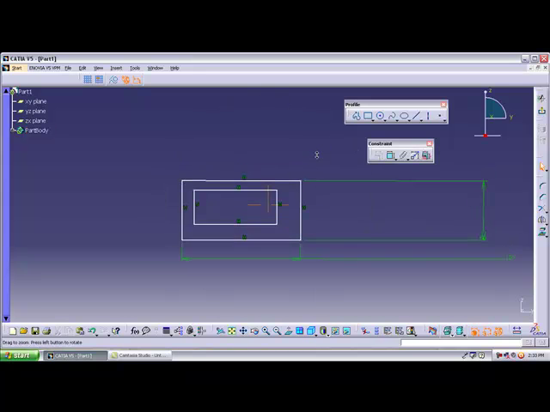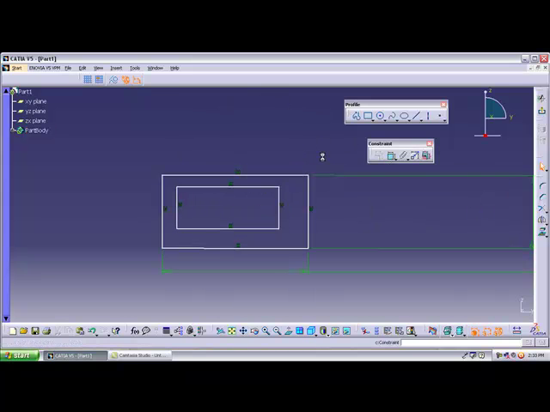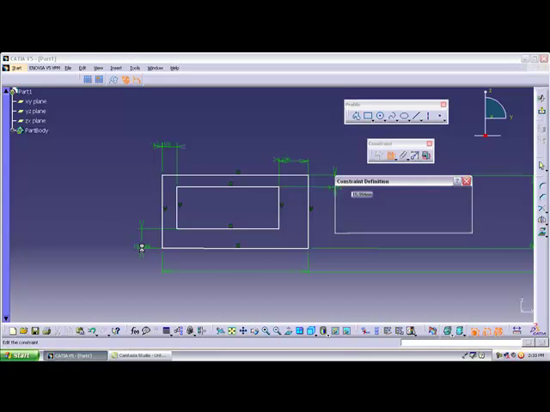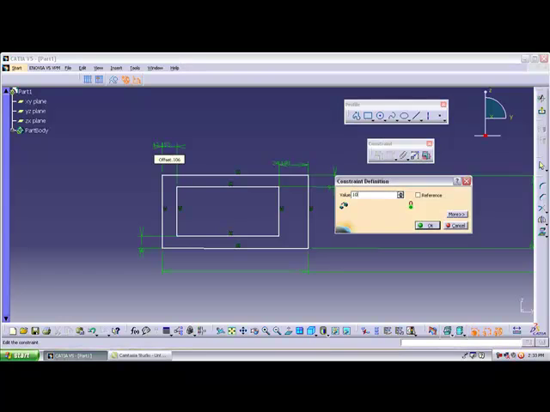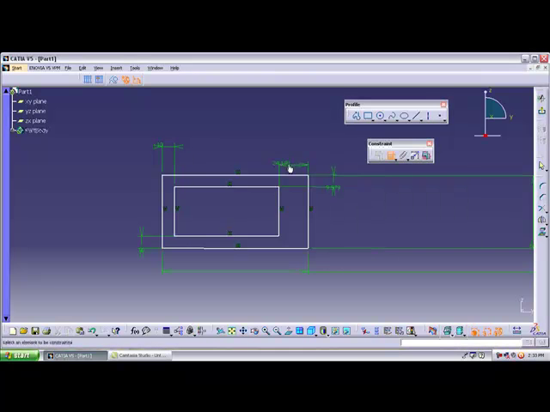But we can also replace these constraints like this. How? Select these two lines and we can give the dimension. What is the dimension between these two lines, as well as the dimension between these two lines, and also between these two lines, as well as between these two lines? Like this we can also replace this dimension. Suppose we give all the dimensions as 10, and this is 10, and this is also 10.